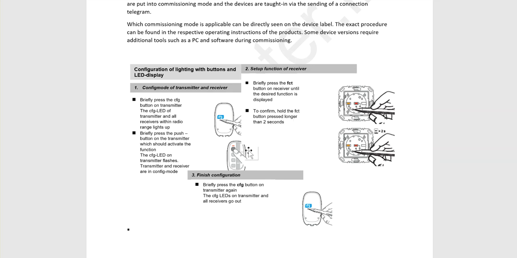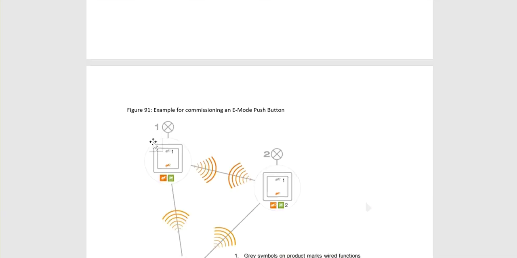Finish the configuration. Briefly press the CFG or configuration button on the transmitter again. The configuration LED on the transmitter and all receivers go off. So it is really easy between the sensor and actuator. For example, you press some button, it starts to flash, press the button on the actuator, and they are learned to each other. It's very easy.